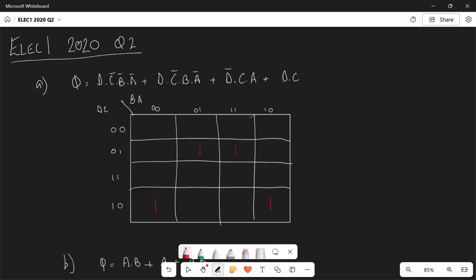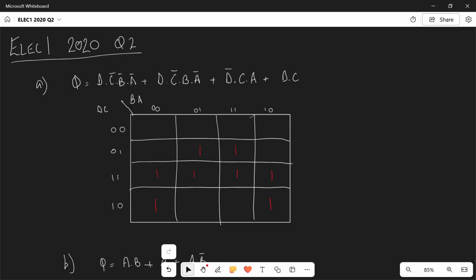And then finally, we're looking for D and C, and that means we don't care about B and A. They can be both high and low. So we're just looking for D and C to be high, and that is the entire third row. Well, let me just go back. There you go. So it's the entire third row.